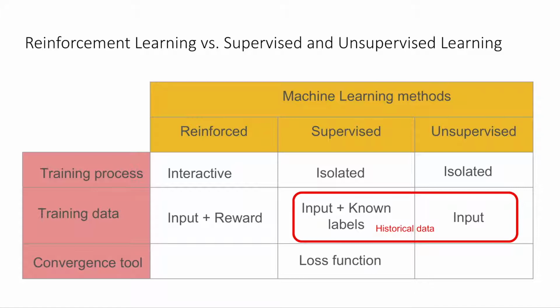The third difference is the convergence tool that is used in each machine learning approach. In supervised learning, we use a loss function to converge to a small error rate. For example, we use mean square error for a regression model or cross entropy for a classification model. These loss functions represent the inaccuracy of predictions, and the goal of a supervised model is to minimize the sum of all inaccuracies.